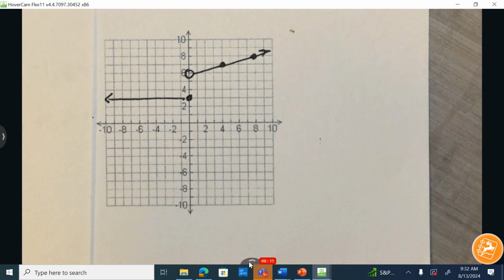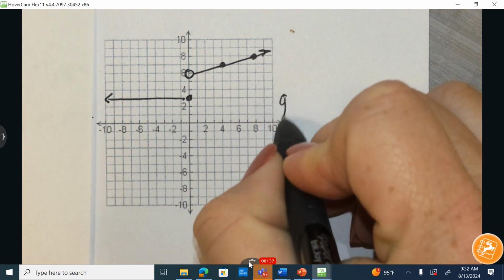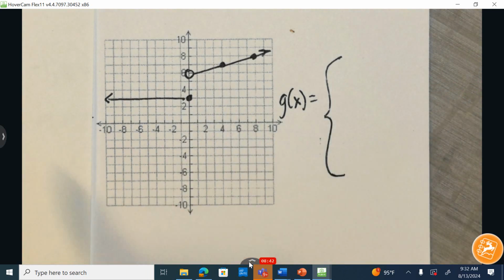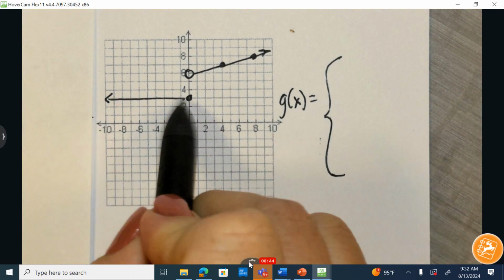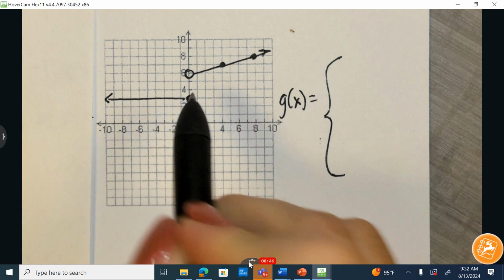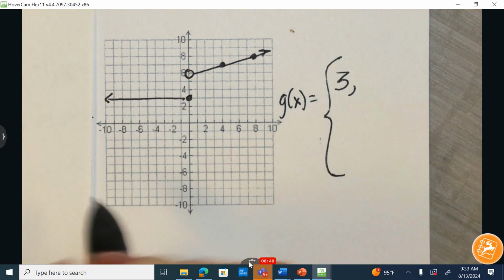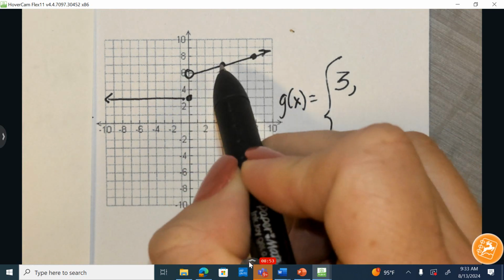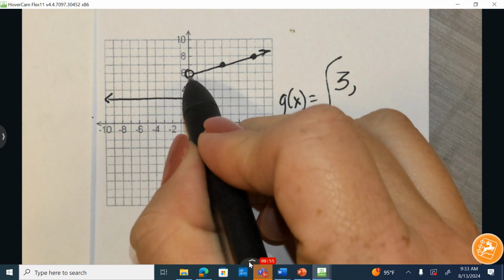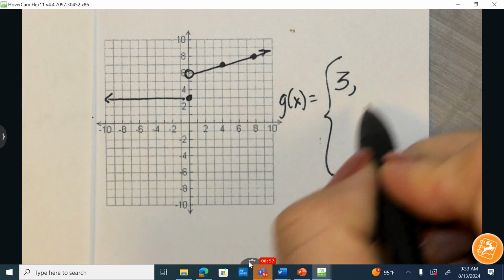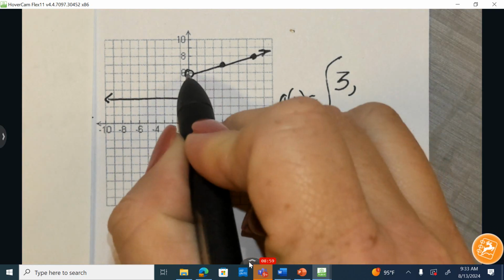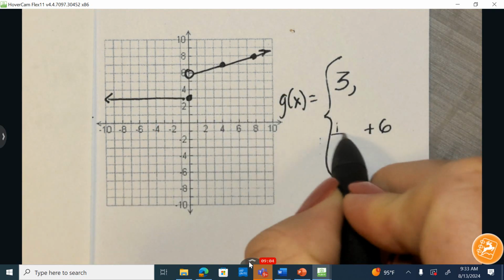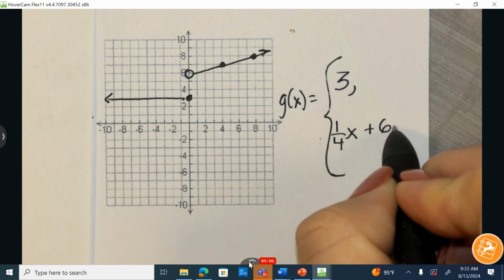Let's get started with this one. So right here, we can call this g of x if we want, or f of x, whatever you prefer it to be. Here I have a horizontal flat line that crosses the y-axis at a value of positive 3. Now up here I have a diagonal linear line, and I can see it crosses at a value of 6. So it crosses at a value of positive 6 and has a slope of rise up 1, run 4, 1/4 x. Don't forget about the x.